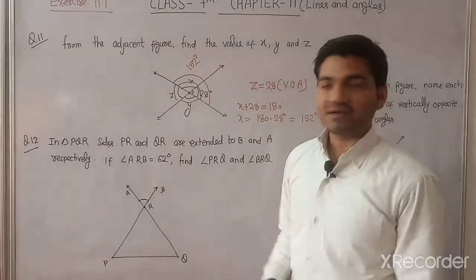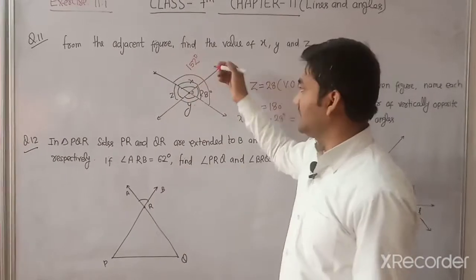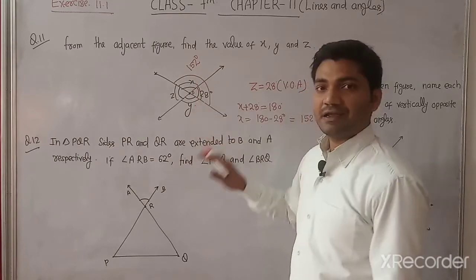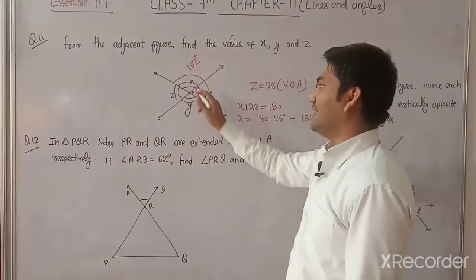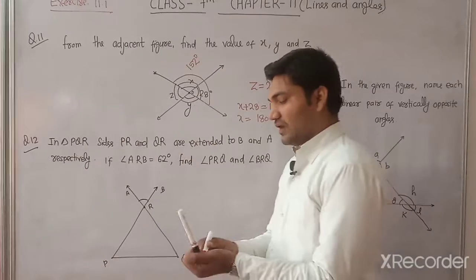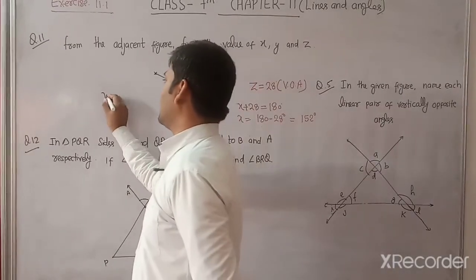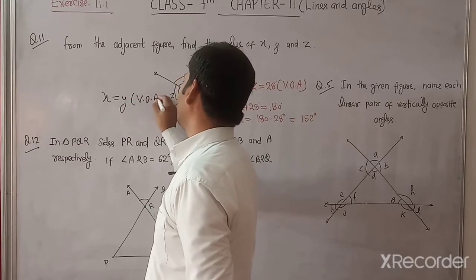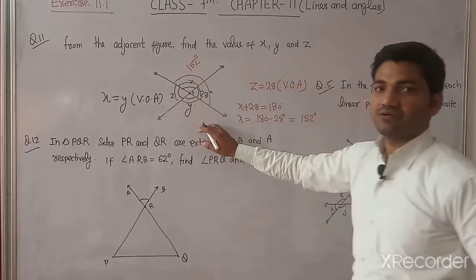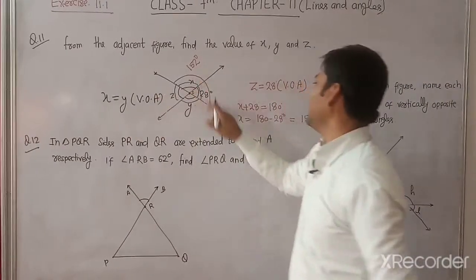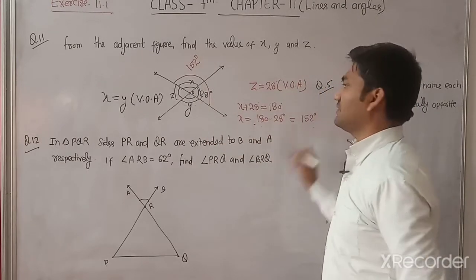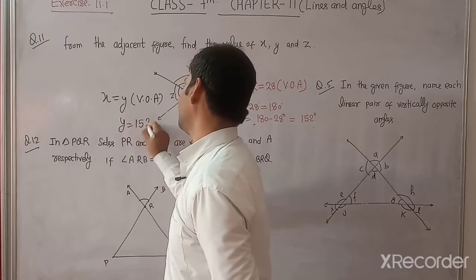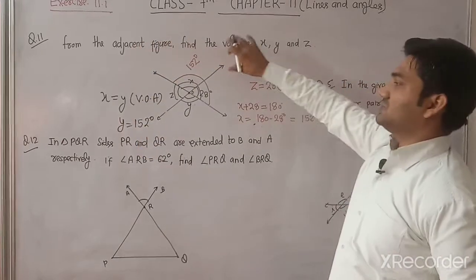If the value of x is 152 degrees, then y has the same value, because both are vertically opposite angles. Angle x is equal to angle y. So if x is equal to 152, then y is also 152 degrees. Then this is the answer to question number 11.